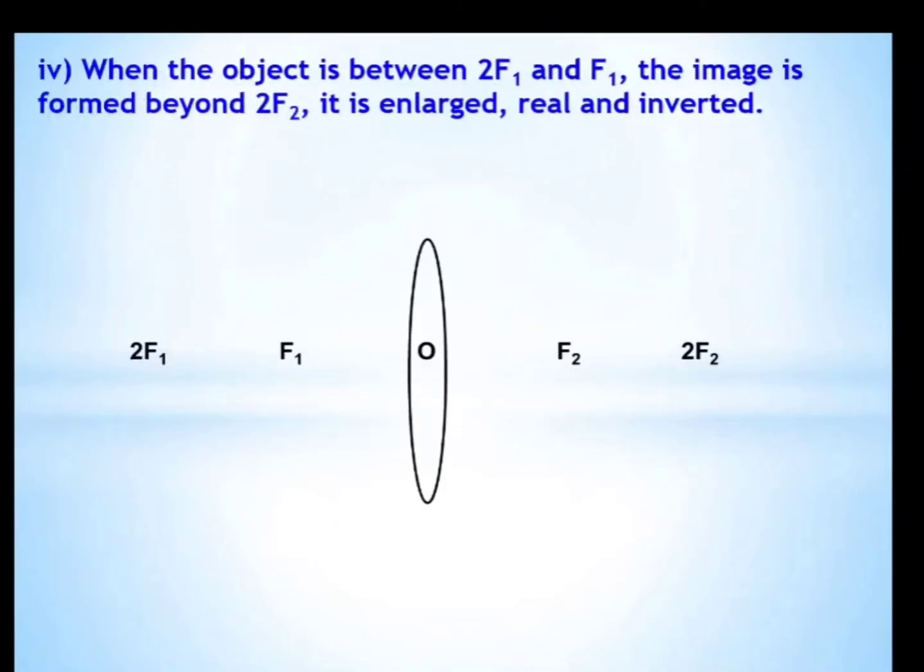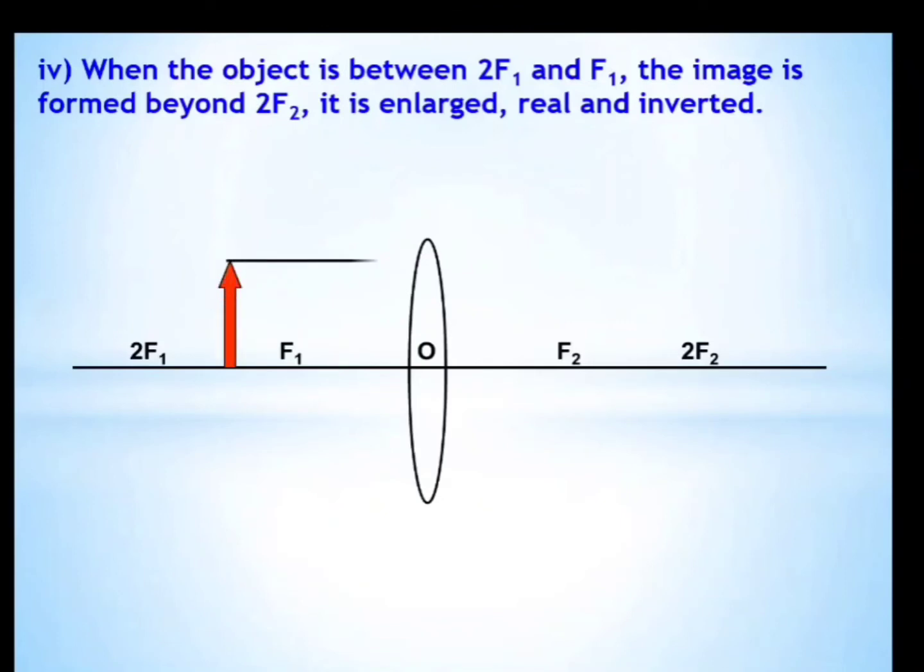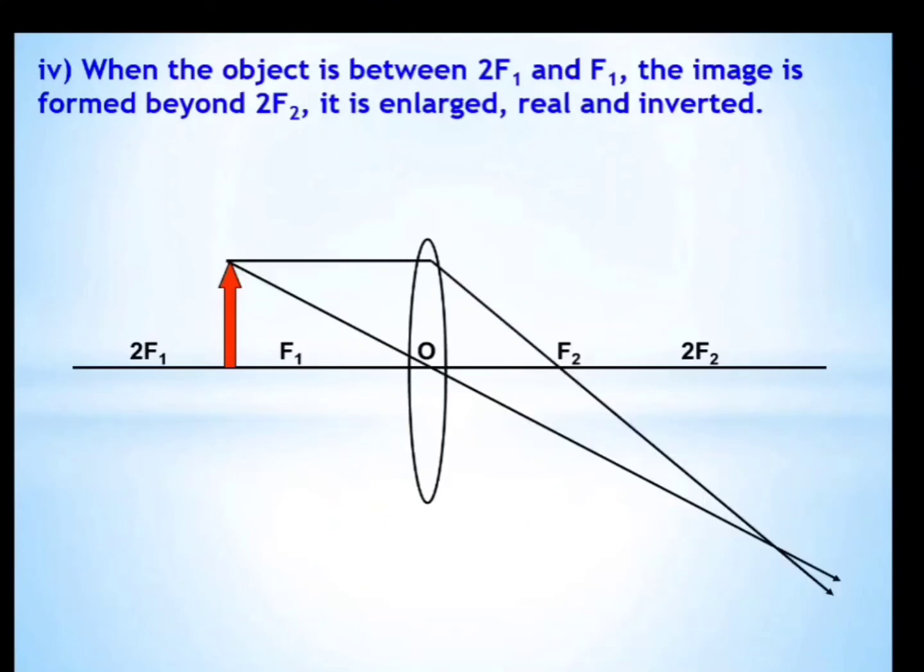Then next we have the object between 2f and f. So the first ray will go parallel to principal axis and pass through focus after refraction. The second ray goes undeviated through O, and both the rays will intersect at a point beyond 2f, which gives a real, inverted and magnified or enlarged image of the object beyond 2f.